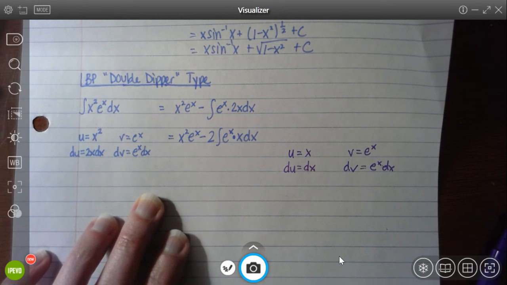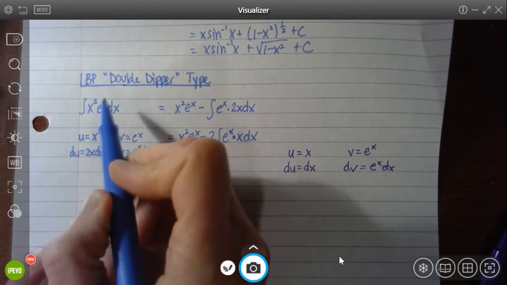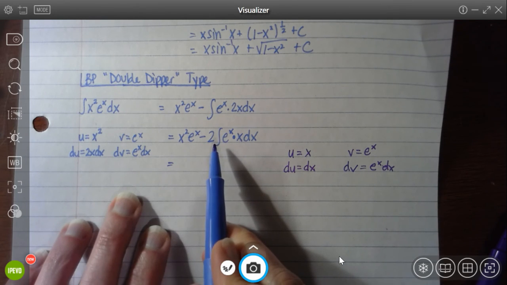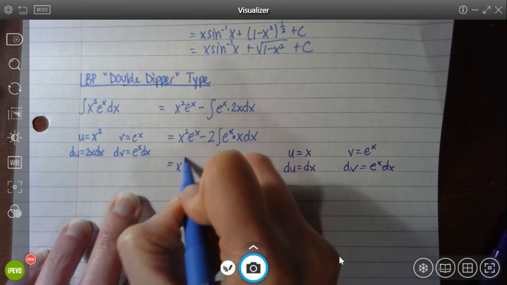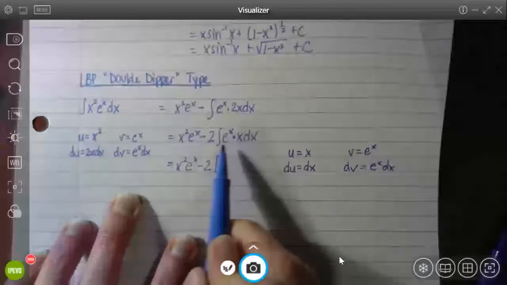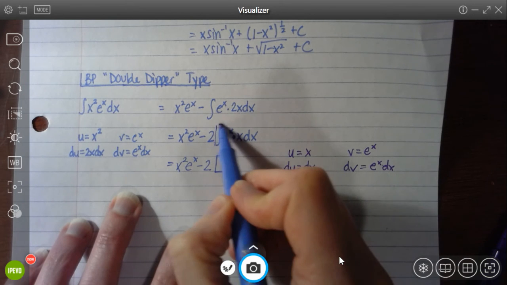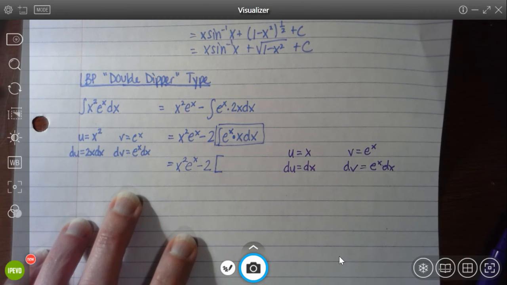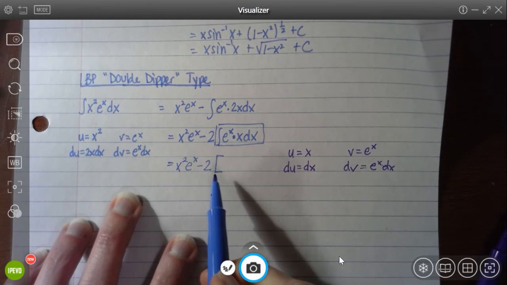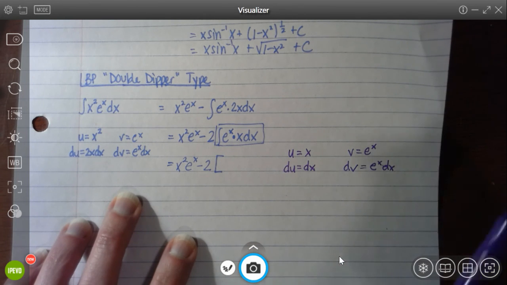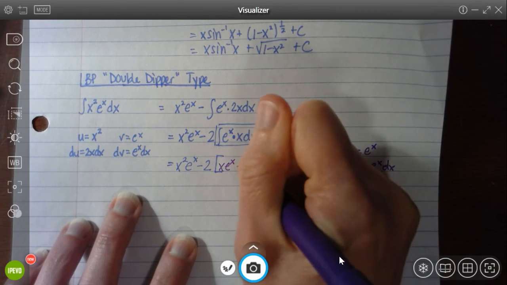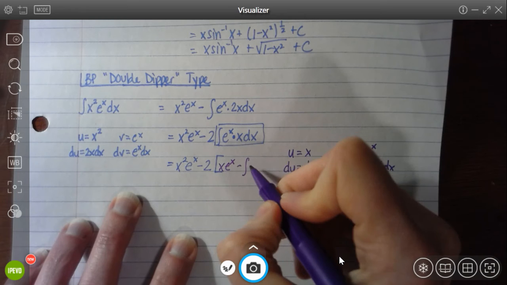Now, as I go to do the double dipper part, I'm really evaluating this full integral. So all of the stuff that I found so far is going to come along for the ride. So this x squared e to the x is going to stay. That minus 2 is going to stay. But now I'm going to apply the integration by parts to this new integral. I'm replacing this now with the integration by parts formula. So I'm going to take this integral and replace this now in these brackets here with the uv, so the x e to the x minus the integral of v du, which is now just e to the x dx.